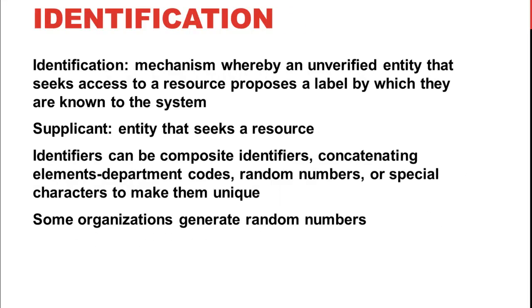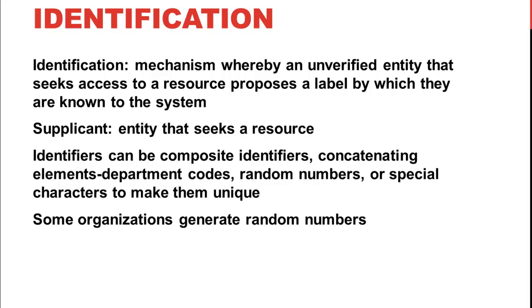Identification is a mechanism where an entity that seeks to access resources proposes a label by which they are known to the system. In other words, a supplicant is an entity that seeks a resource. So your user ID is a label by which you are known to the system. They don't know me as Larry Snyder, but they do know me. The system recognizes me as L. Snyder, and so forth and so on.